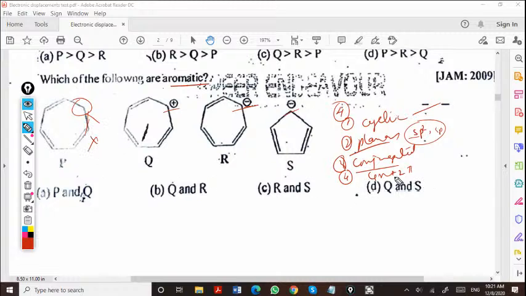4n plus 2 pi. So this is one ring, so 4 into 1 plus 2, it is 6 pi that should be there. So this is 2 pi, 4 pi, 6 pi, it is aromatic. This is 2 pi, 4 pi, 6 pi, and this is 2 pi, so 8 pi, it is anti-aromatic. This is 2 pi, 4 pi, and 6 pi, this is aromatic. So Q and S are aromatic. It's a simple question.